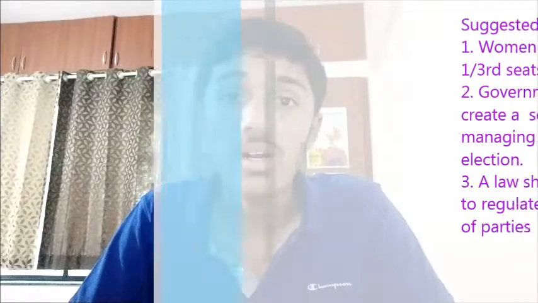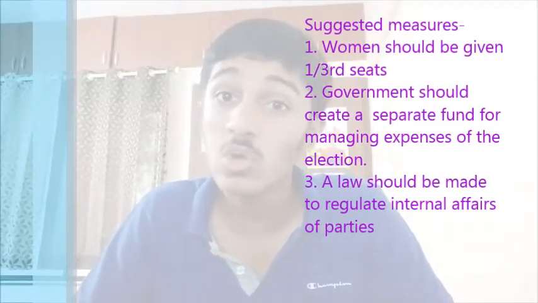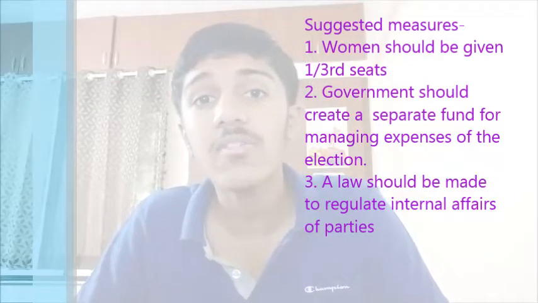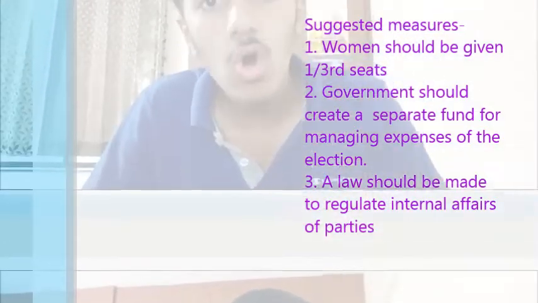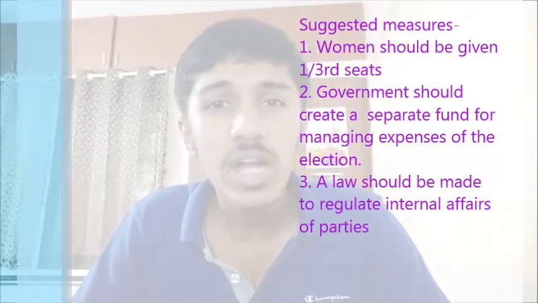Now let's move on to the various steps that can be taken in the future. Firstly, that women should be given 1/3 seats in general elections. That's something that's been pending since long, but that's also a suggestion. Secondly, that the government should create a separate fund for elections. That is also another suggestion. Thirdly, a law should be made to regulate the internal affairs of the parties so that it does not become the rule of a certain family. Instead, everyone's needs are taken care of, right?